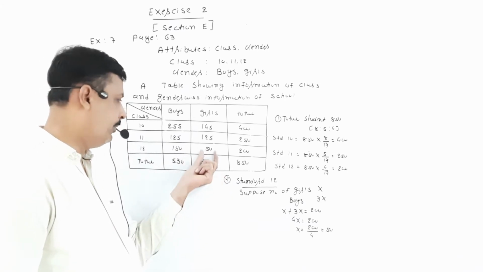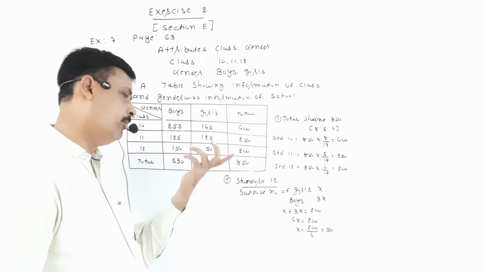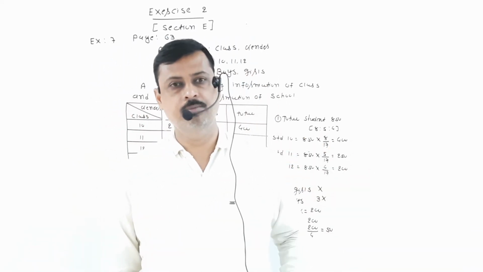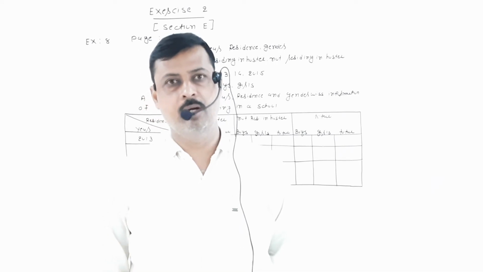Boys 3 times, so 50 3 times 150 total. So very simple example. Now we take next example. Now example number 8.